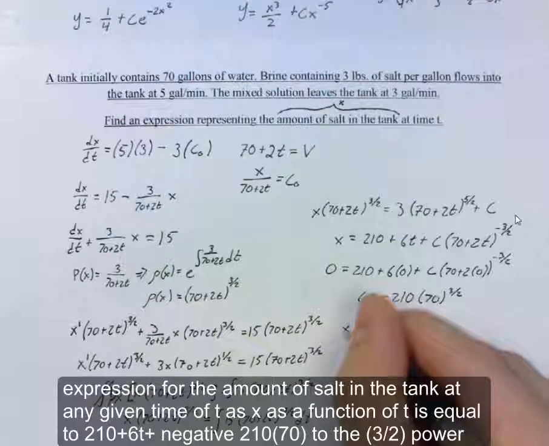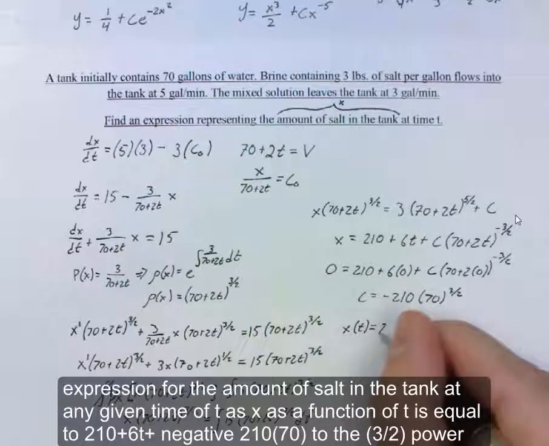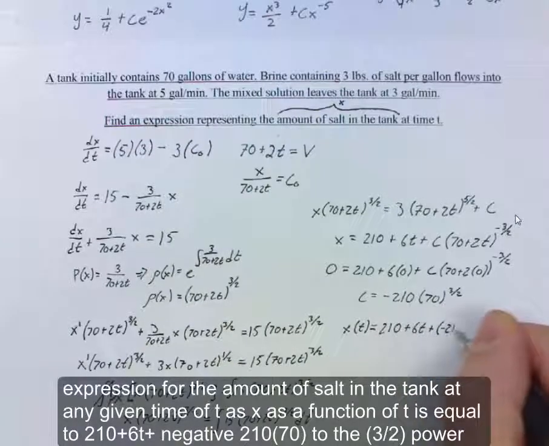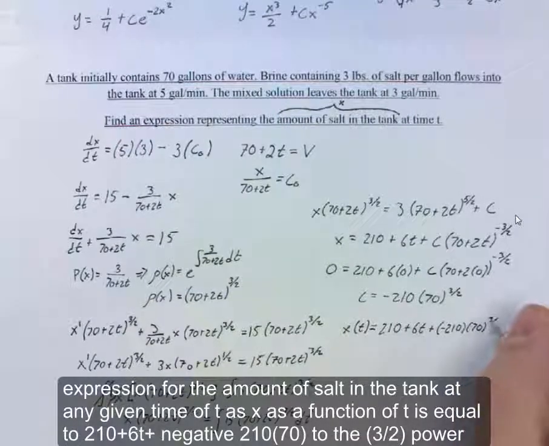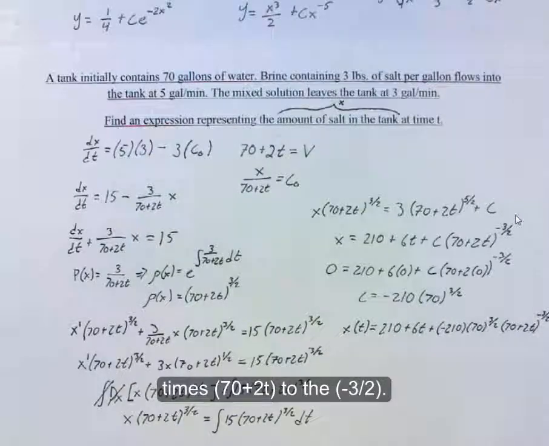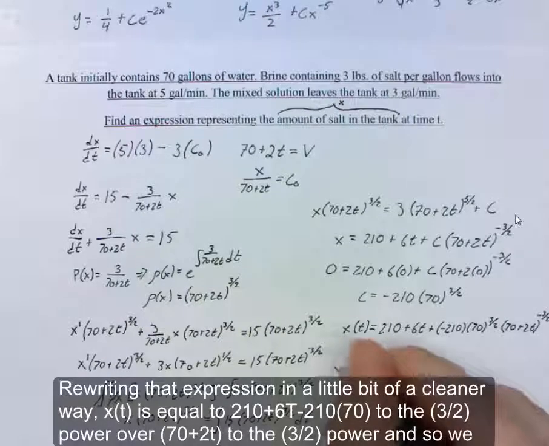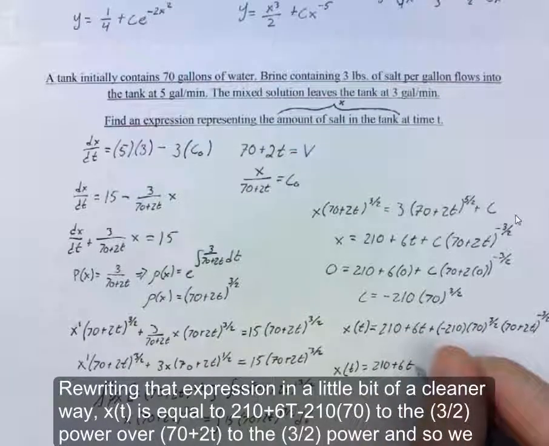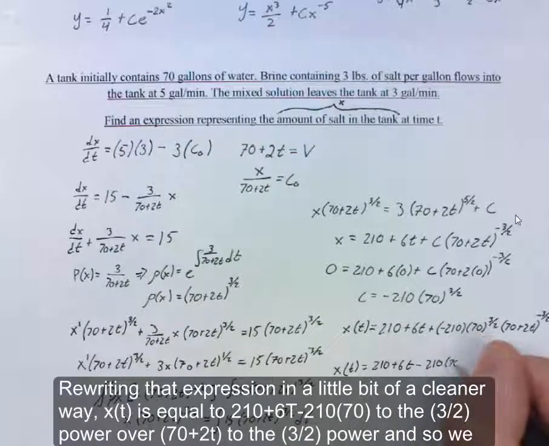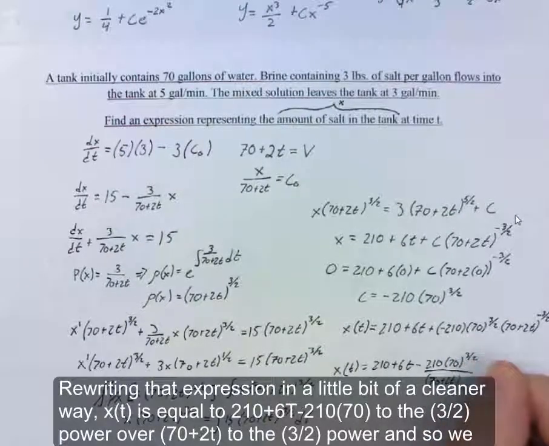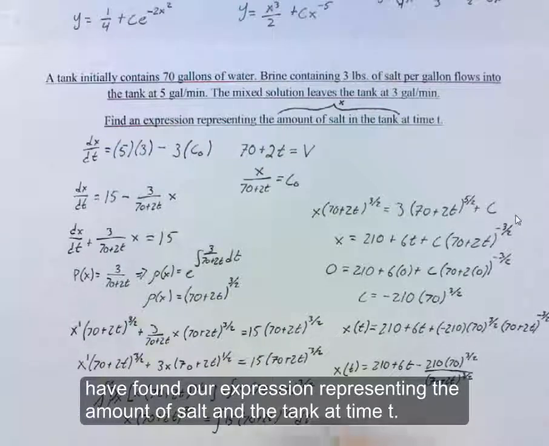And so we can write our complete expression for the amount of salt in the tank at any given time of t as x as a function of t is equal to 210 plus 6t plus negative 210 times 70 to the 3/2 power times 70 plus 2t to the negative 3/2. Rewriting that expression in a little bit of a cleaner way, x of t is equal to 210 plus 6t minus 210 times 70 to the 3/2 power over 70 plus 2t to the 3/2 power. And so we have found our expression representing the amount of salt in the tank at time t.